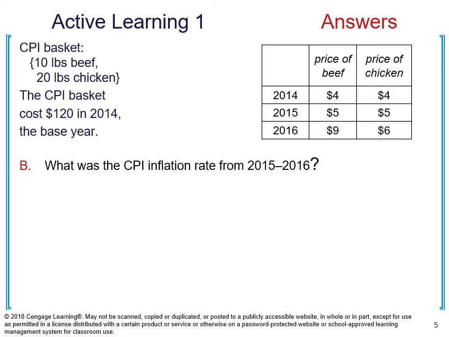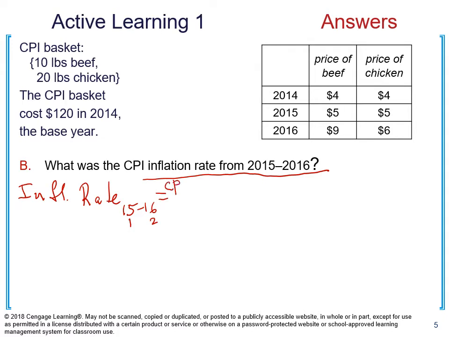Next, what we need to do is to calculate our inflation rate between year 15 and 16. I'm going to start with the formula again. Inflation rate between 15 and 16. Guys, remember, this is year 1, this is year 2: CPI for year 16 minus CPI for year 15, divided by CPI for year 2015, and multiply by 100. So this is the formula.